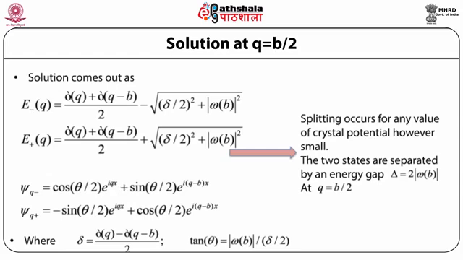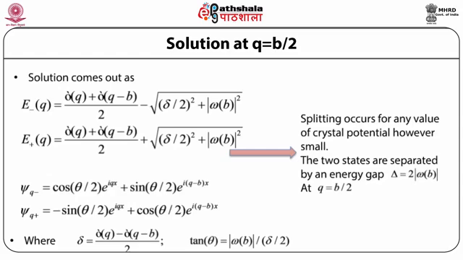and the corresponding eigenfunction is cos(theta/2) e^(iqx) plus sin(theta/2) e^(i(q-b)x). And the other eigenenergy, E plus, is also written in the same form, as you can see, and the corresponding eigenfunction is minus sin(theta/2) e^(iqx) plus cos(theta/2) e^(i(q-b)x).